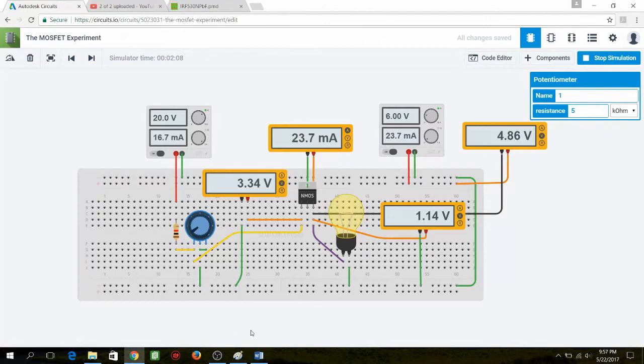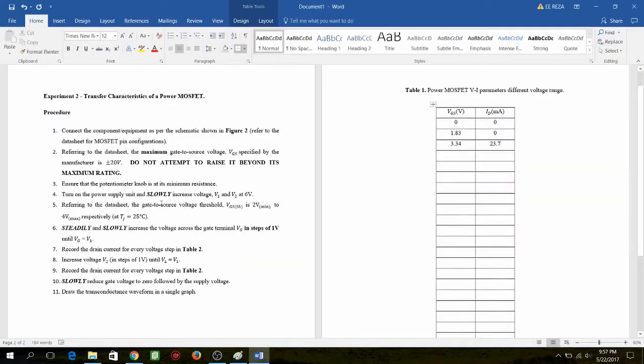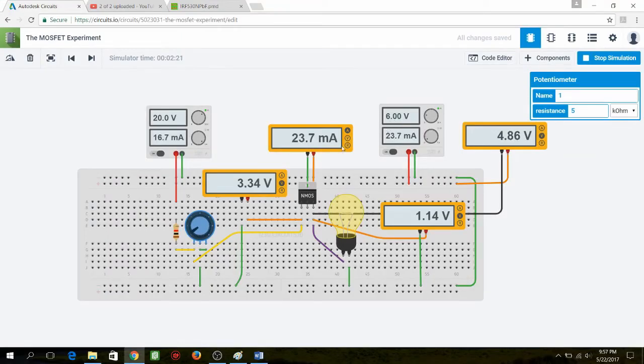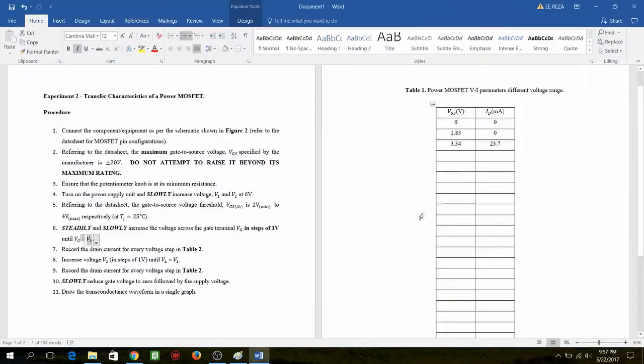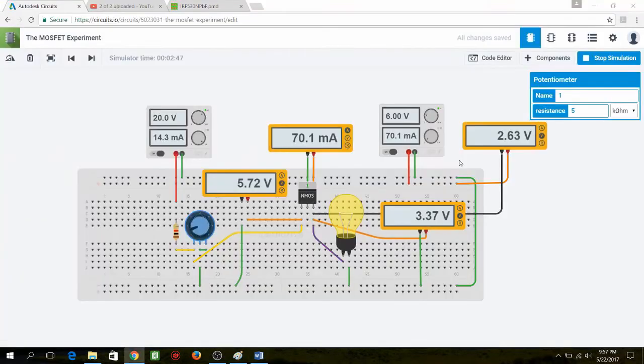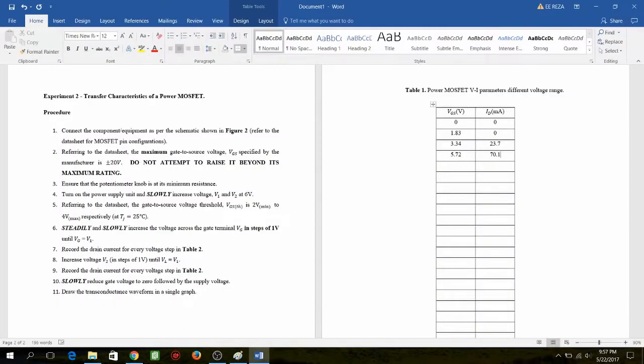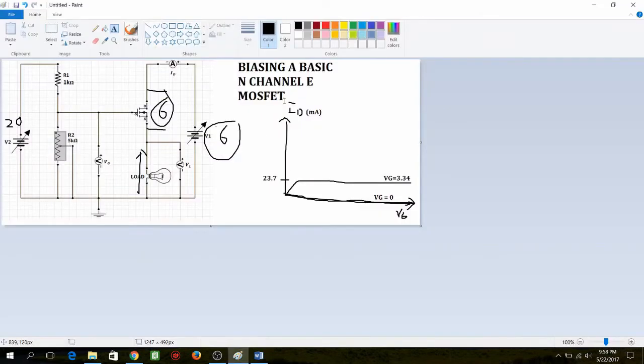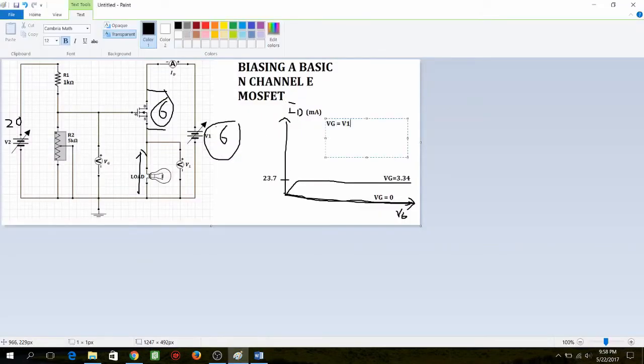Okay, if we keep on increasing our VG until it is equal to our supply voltage here, which is 6, so let us keep on increasing this to 6. Okay, this is close enough, 5.72. Yeah, close to 6. So at 5.72, you get around 70.1 milliamp. At VG equal to V1, VL is only half.